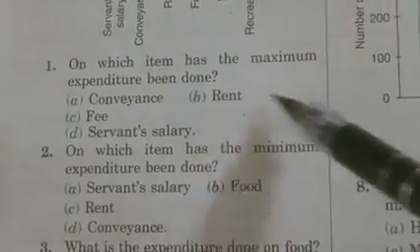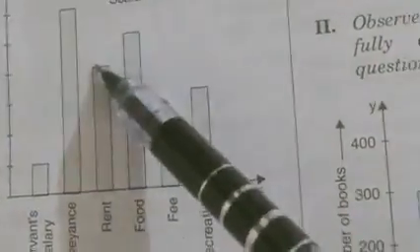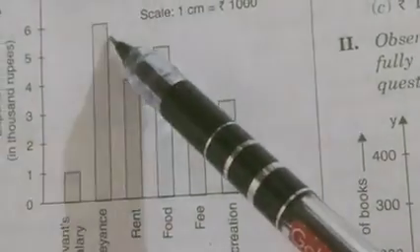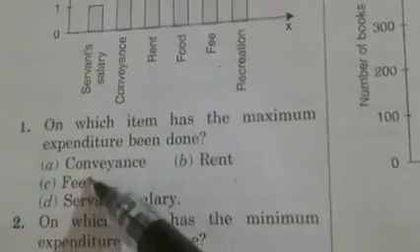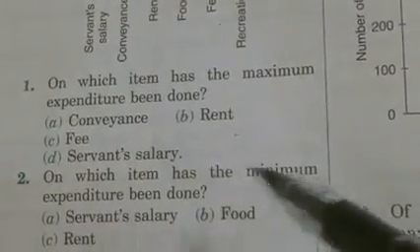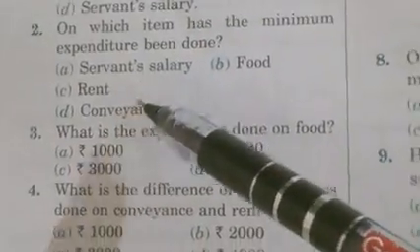On which item has the maximum expenditure been done? Maximum means the bar with more height compared to the others. This is the tallest, so what is it? Convenience. Then the answer is option A. In which item has the minimum expenditure been done? Minimum means very small. This is the smallest. Where is it? Servant's salary. Then servant salary is again option A.